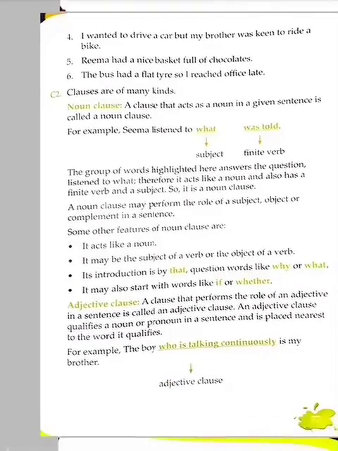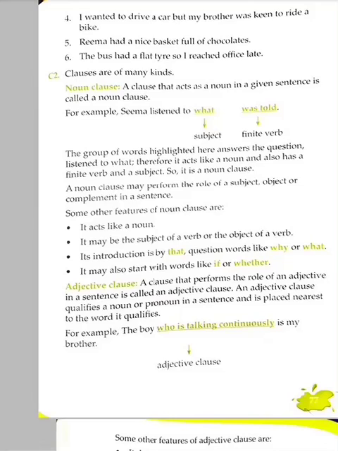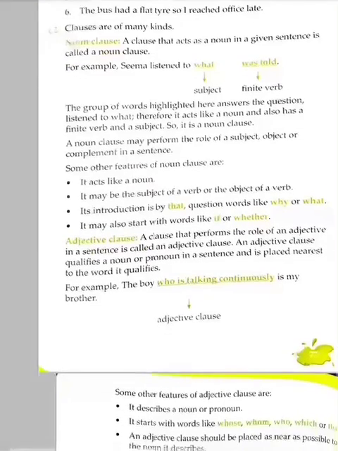Then here it says about noun clause. A subordinating clause can be named as a noun clause, adjective clause, or adverb clause. Now, if the subordinating clause acts in a sentence as a noun, then it is called a noun clause. If the subordinating clause acts or behaves like an adjective, then it is called an adjective clause.